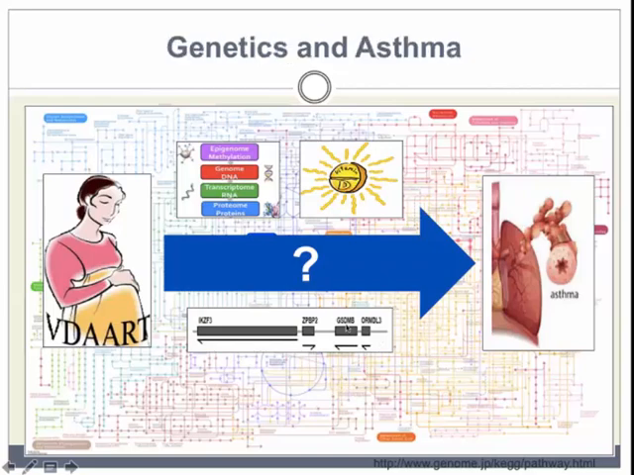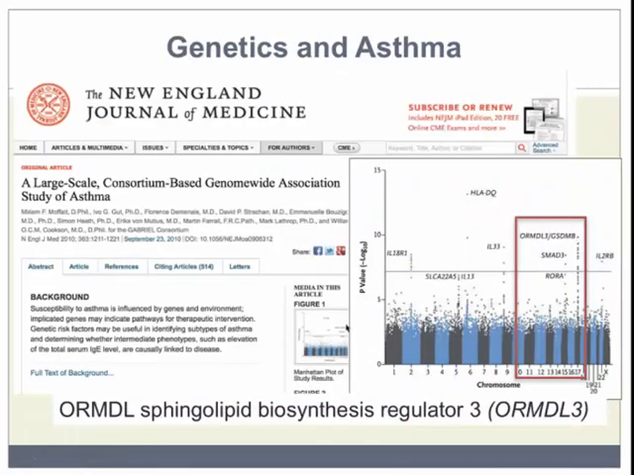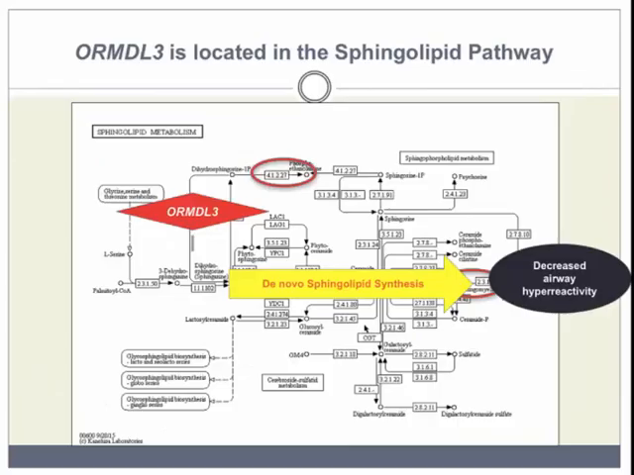And why is this gene so important? Well, when we summarize the last 15 years of asthma genetics, with the advent of genome-wide association studies, the number one most replicated gene for asthma is a gene called ORMDL Sphingolipid Biosynthesis Regulator 3. And here's the initial New England Journal paper that identified this gene in 2010, and subsequently this gene has been replicated multiple times in asthma cohorts as an asthma gene. So why is ORMDL3 so important?